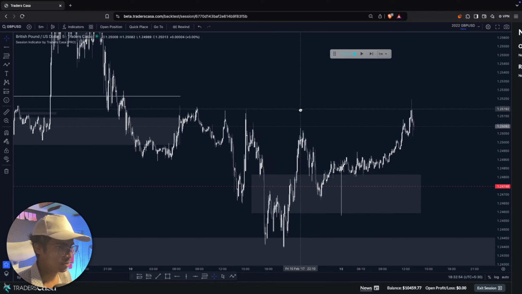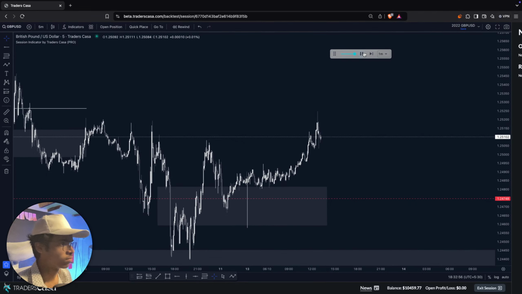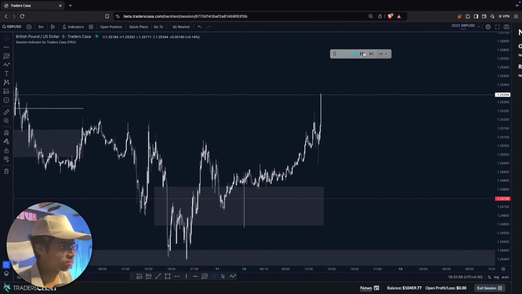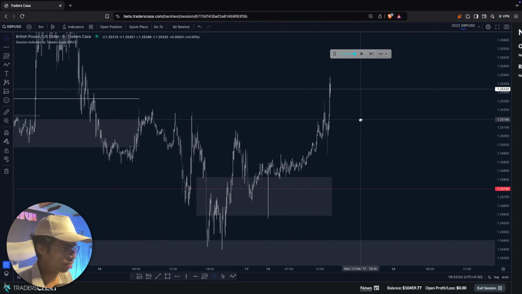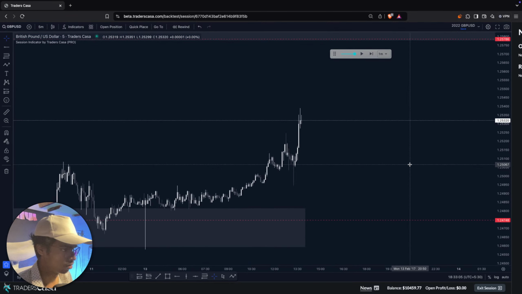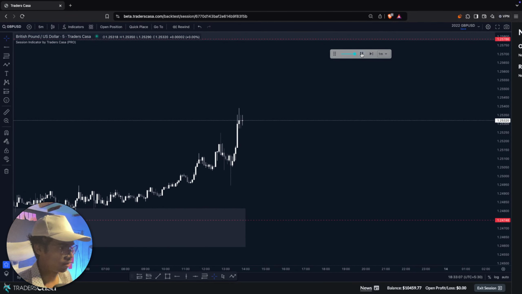So the liquidity has been taken above this point. Okay, so the liquidity has been taken. It can gyrate for the upside liquidity as well. Okay, let's see what it will do.